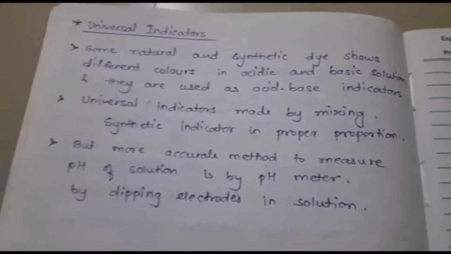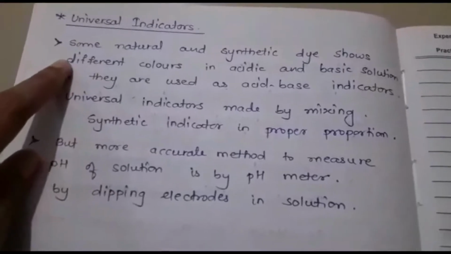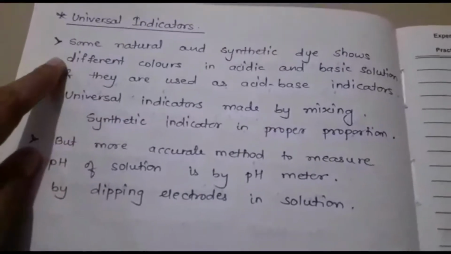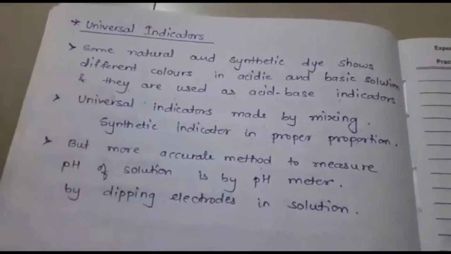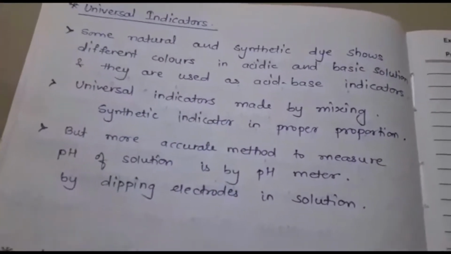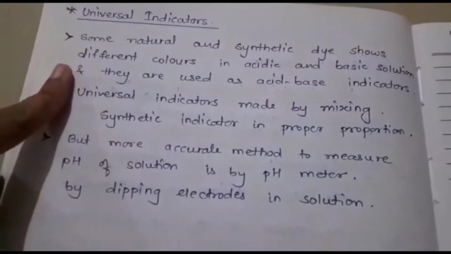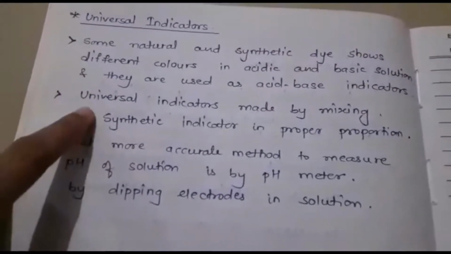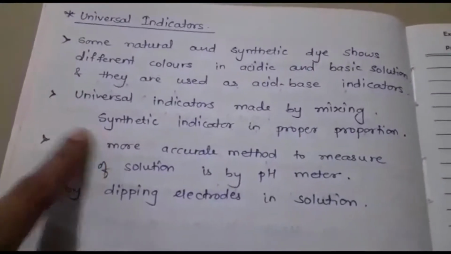Now some natural and synthetic dyes show different colors in acidic and basic solutions. That's why we use acid base indicators, because dyes means colors, and we have n number of dyes which show various colors in acids and bases. That's why universal indicator is made by mixing synthetic indicators in proper proportion.